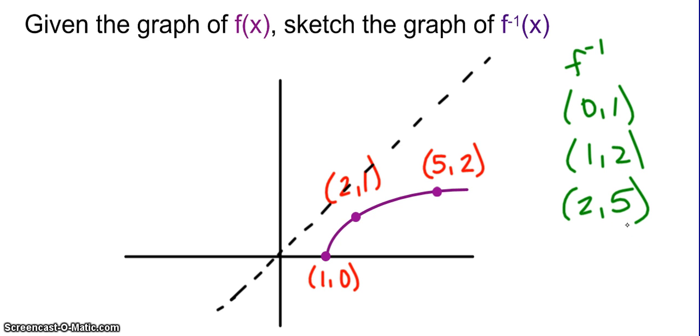So let's go ahead and plot those points that are in green. I'm going to go (0, 1), just approximating. I'm going to go over 1, up 2. I'm going to go over 2, up 5. Now the shape of my graph has not changed at all, so I want to connect those dots just as they were. And if you notice, there's a mirror going on across that line y equals x. That's your introduction to inverses.